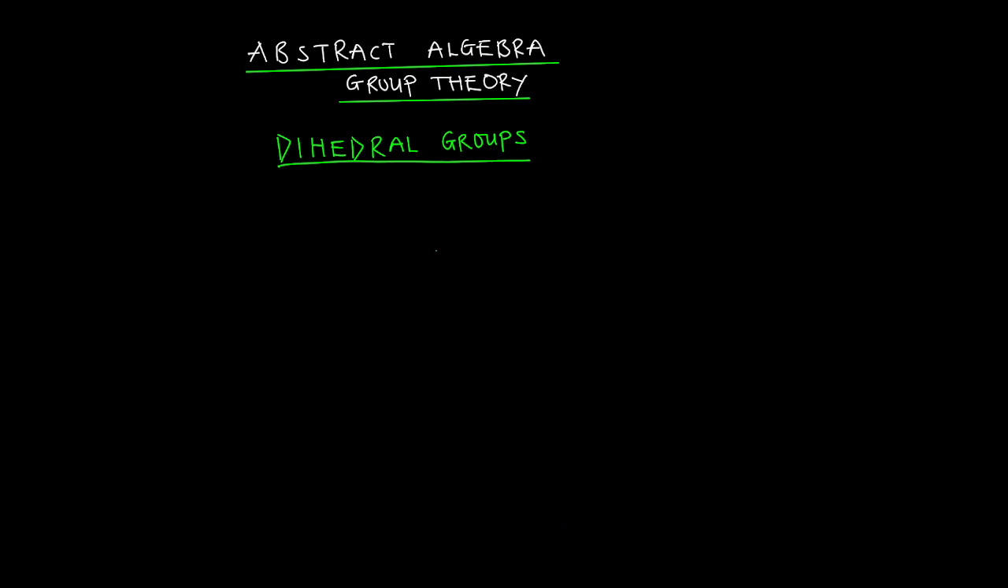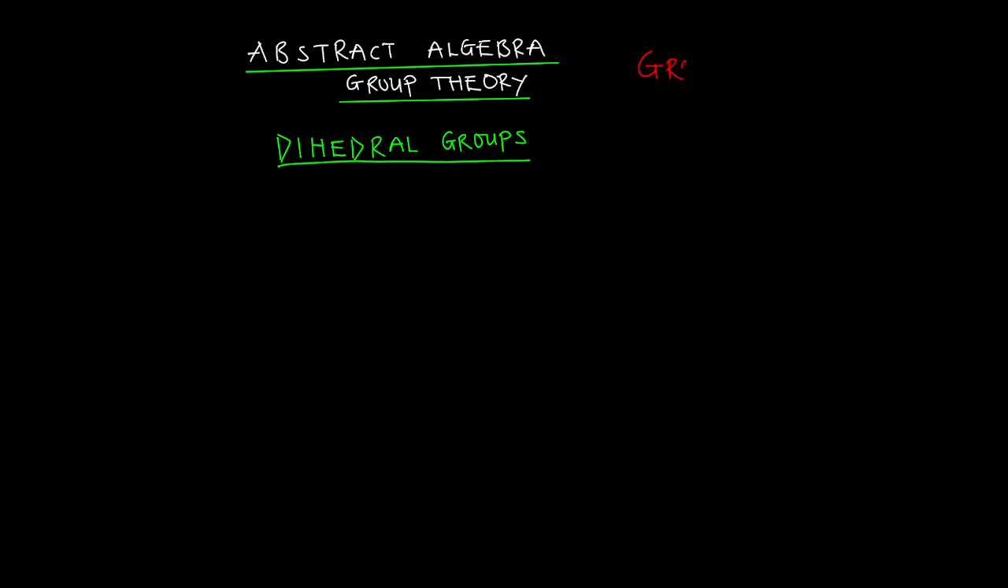Hello everyone, welcome to our second tutorial of abstract algebra focusing on group theory. In the previous video we looked at the mathematical definition of a group, and then we also looked at symmetry. In this video we're going to be looking at dihedral groups and will focus on the symmetries of a triangle.